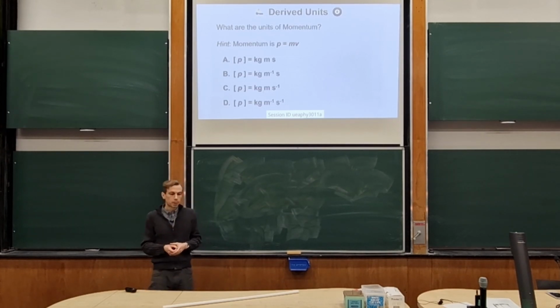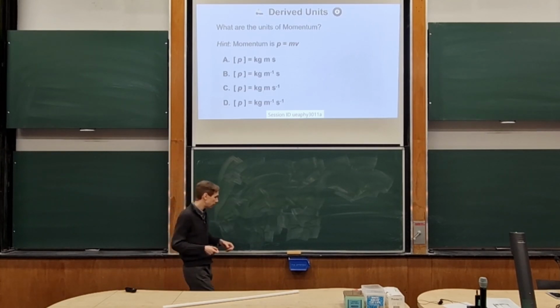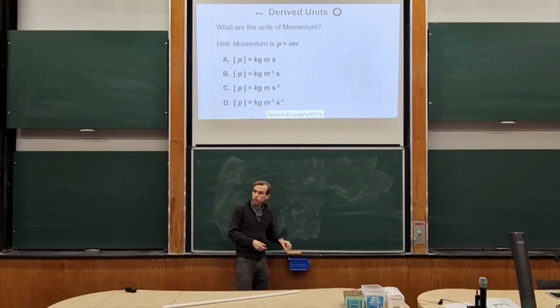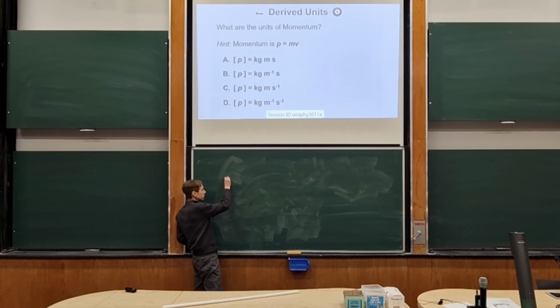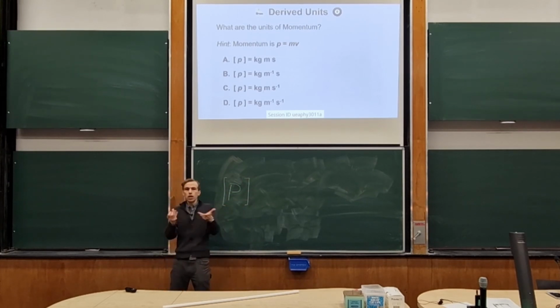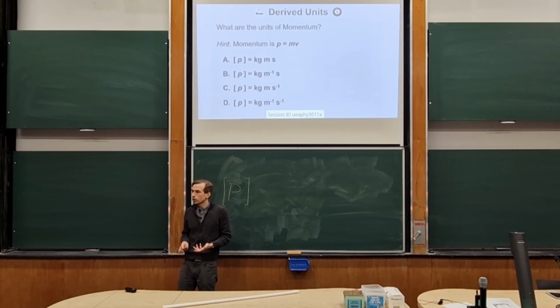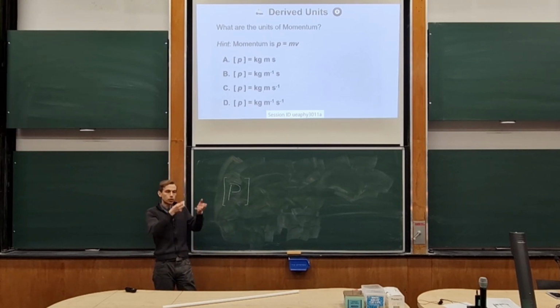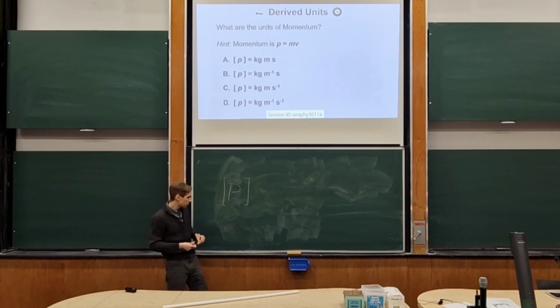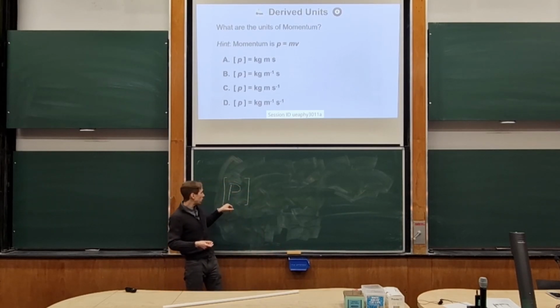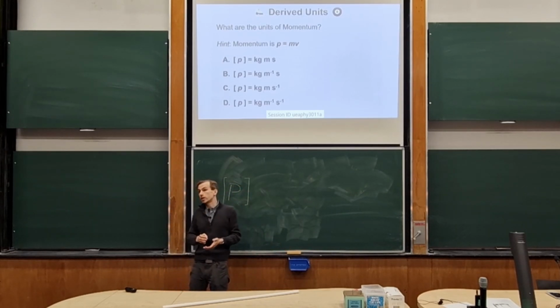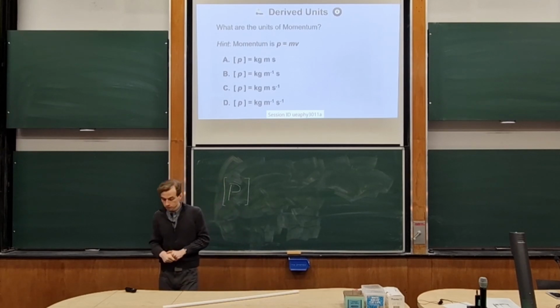Just a quick tip about the notation here. So you can see we've got those square braces here. So these square brackets, if I put something in square brackets, it means the units of that thing. So usually you might say momentum is equal to mass times velocity. But if we put them in square braces like this, it means the units of whatever's inside it.